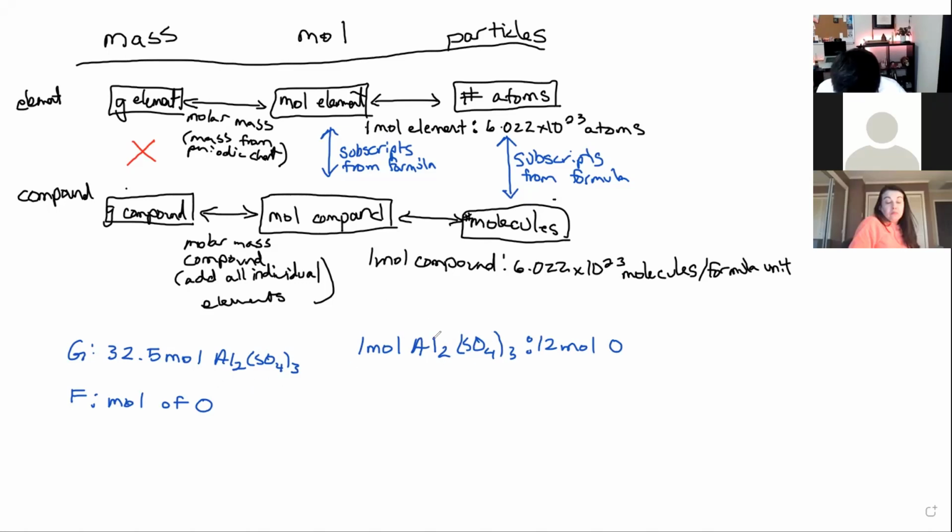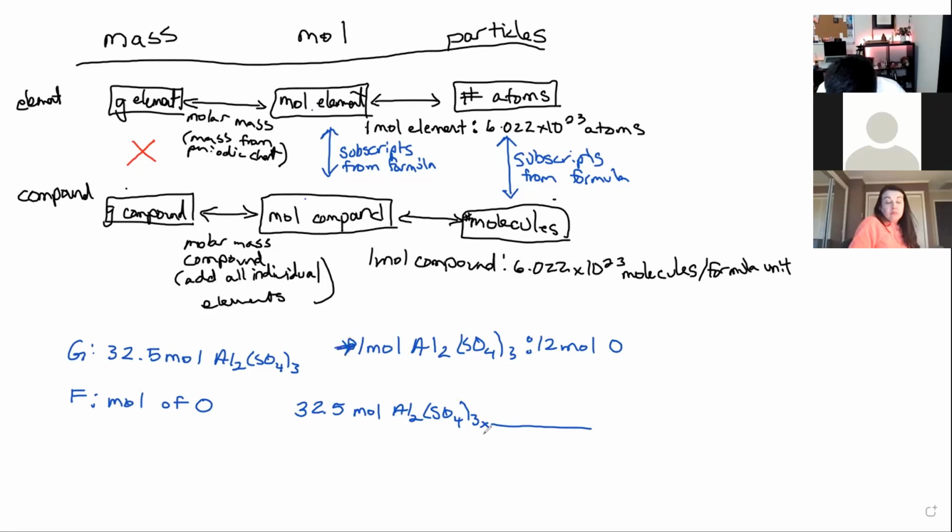I don't need to worry about aluminum and I don't need to worry about sulfur for this given problem because I'm not asking about aluminum and sulfur. So I start with the given information, which tells me, hey, I've got 32.5 moles of Al2(SO4)3. I want to move away from the amount of the compound and I want to get into the amount of the individual elements. So on our flow chart, we're starting here, we're ending here. So we want to move up the flow chart. The subscripts are what do that.